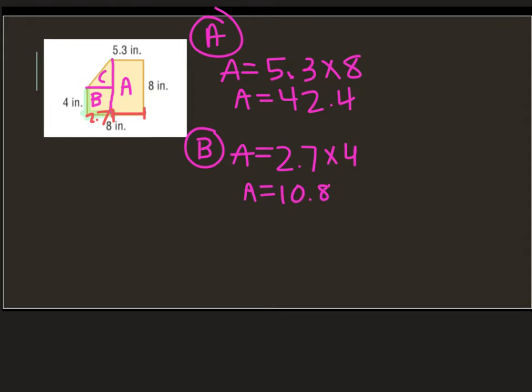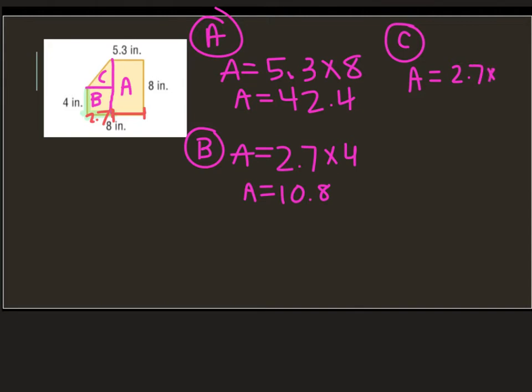Now let's talk about shape C. Shape C is my triangle, right? So we need to do base times height divided by 2. The base we did just figure out was 2.7, right? Because the same base for B is the base of C as well. So 2.7. Now let's talk about the height.